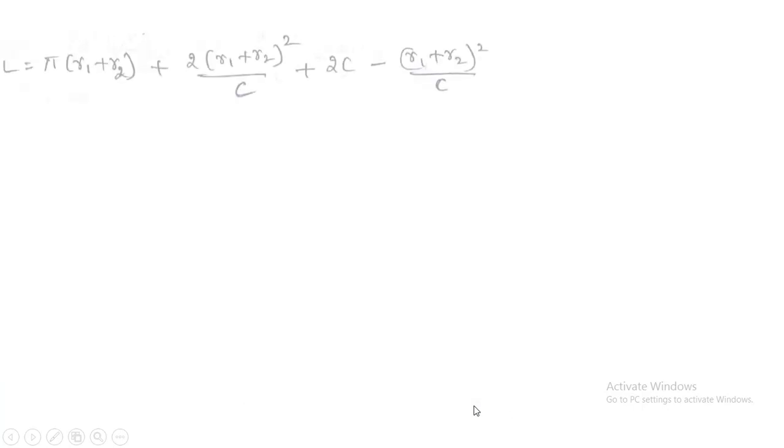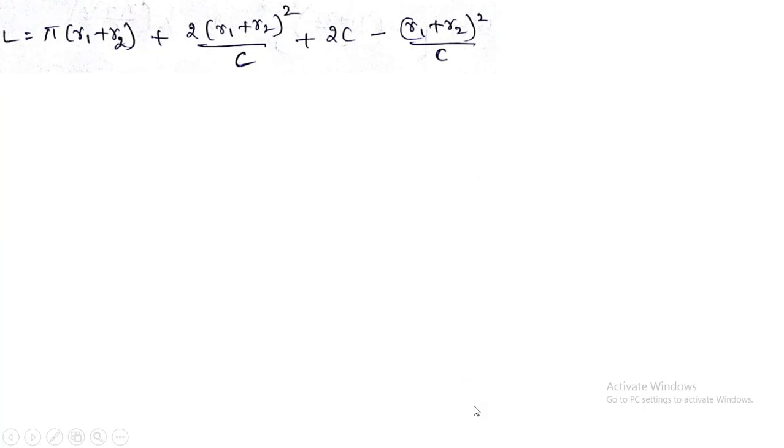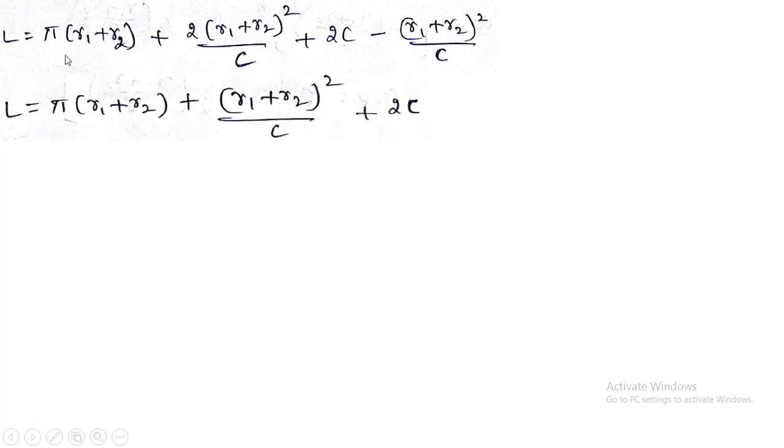Next thing is, again you all know that it is R1 plus R2, 2 times it was there in this term. So it will become (R1 plus R2) whole square divided by C. Here it is 2 (R1 plus R2) whole square by C. Here it is (R1 plus R2) whole square by C. That is minus here and plus here. So the next expression will be written as same as it is, pi into (R1 plus R2), and 2 minus 1 will be 1, and (R1 plus R2) whole square divided by C plus 2C.